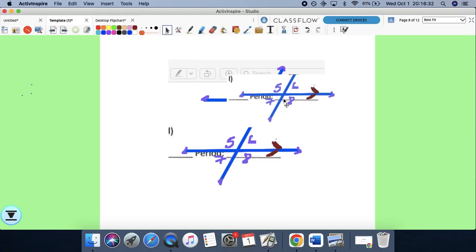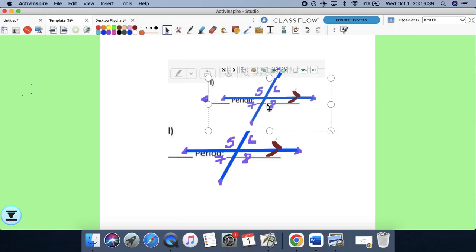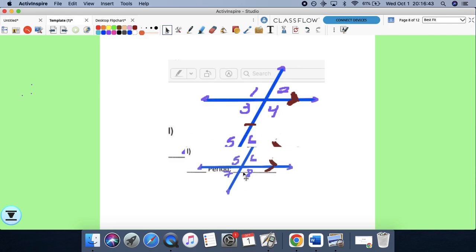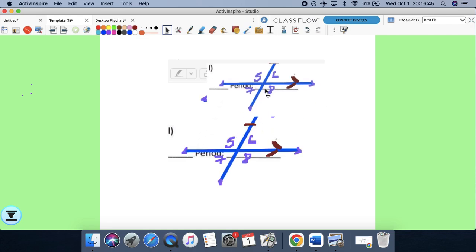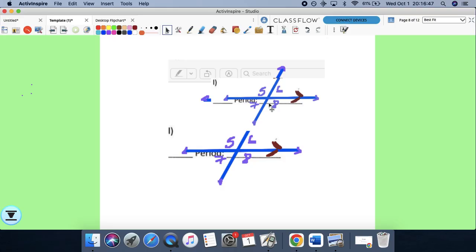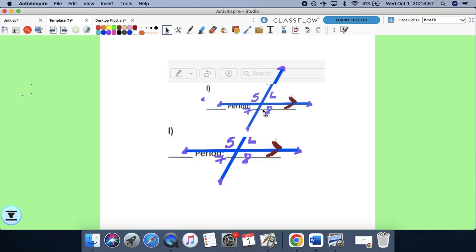Notice that it would fit exactly on top of the four angles that are already there. I could put angles 5, 6, 7, and 8 exactly on angles 1, 2, 3, and 4. So 5 would be on top of 1, 6 would be on top of 2, 7 would be on top of 3, and 8 on top of 4. And they're exactly the same angles.